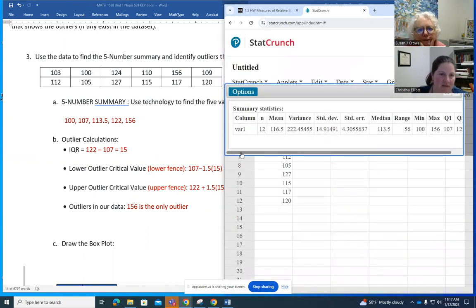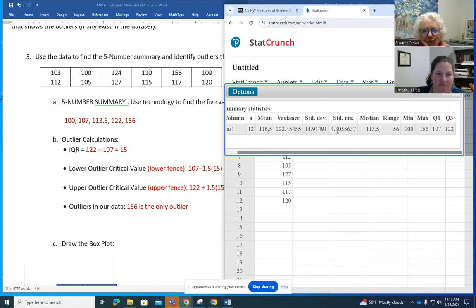So I have the median and the min and the max and the Q1 and the Q3. The minimum value is 100. I see that written in our notes. The Q1 is 107. The median is 113.5. The Q3 is 122. Maximum value is 156.